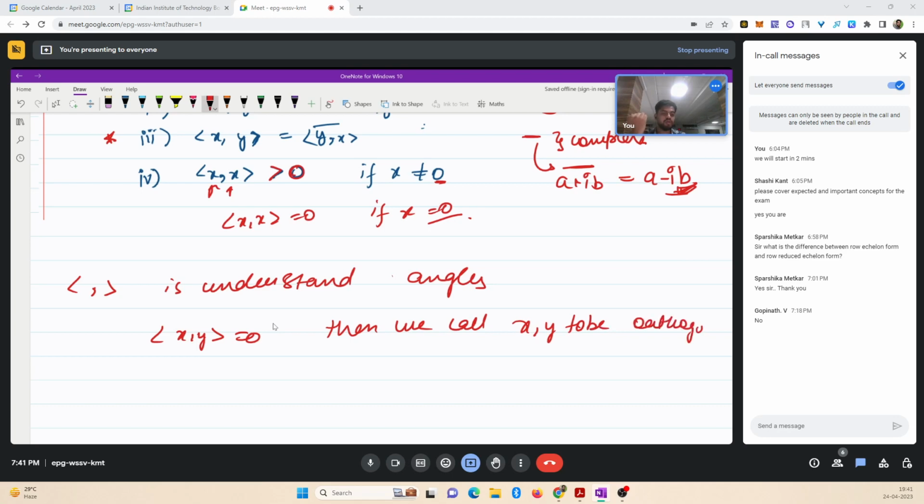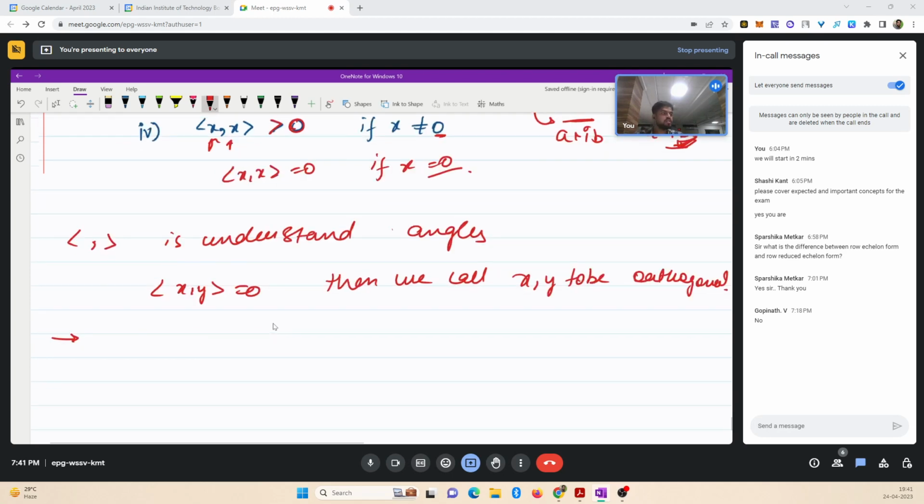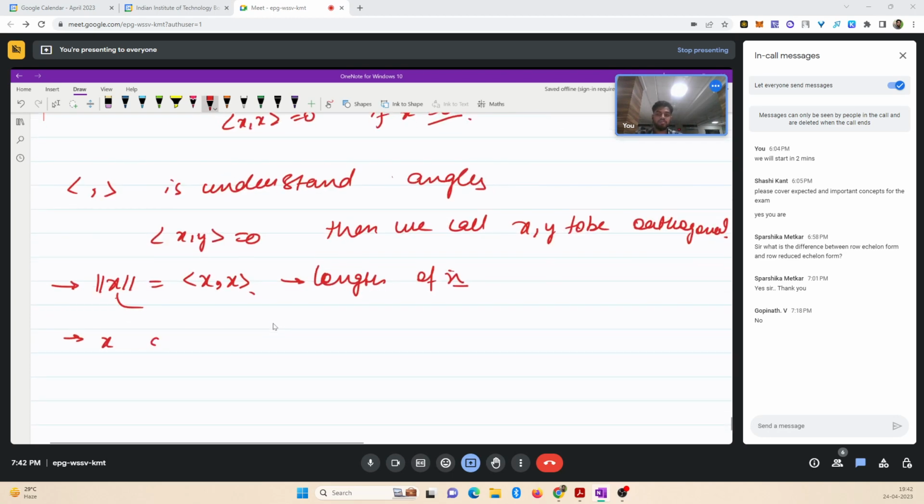Another thing to mention is that using this inner product, you can define a quantity called the norm. The norm is nothing but the length of a vector. The norm of x is defined as the square root of the inner product of x with itself. So this gives you the length of x. If you have a vector x such that its length is 1, then this kind of vector is called a unit vector.